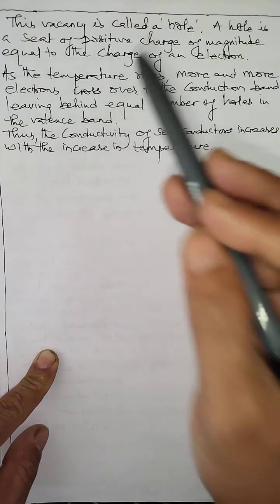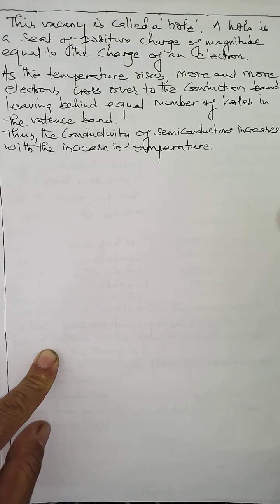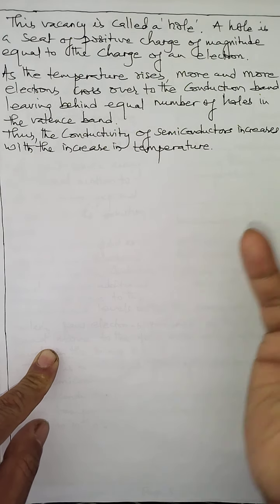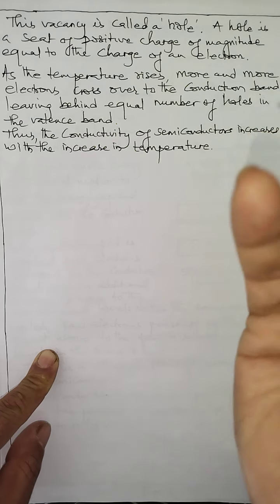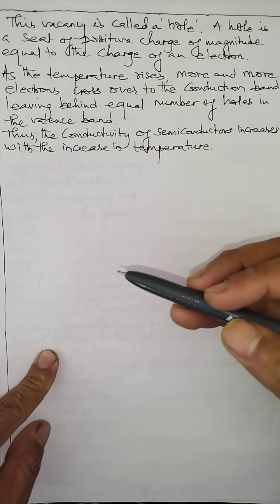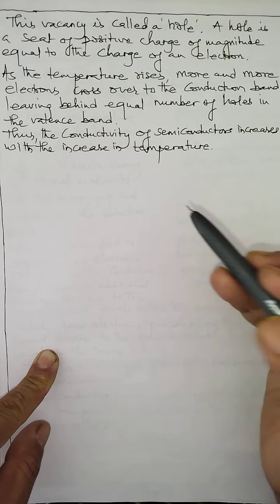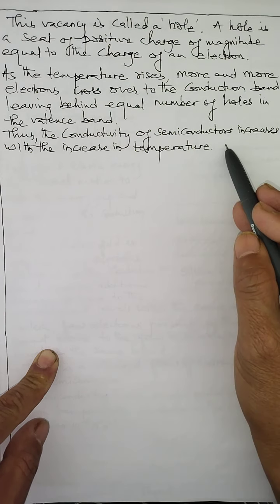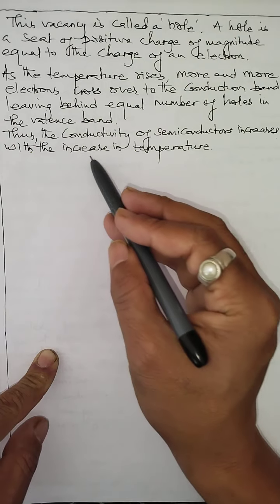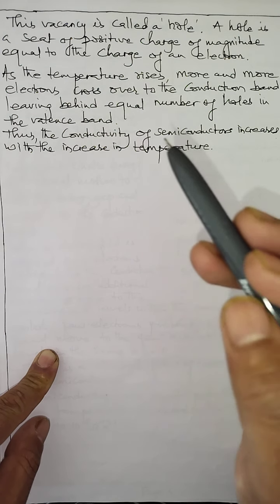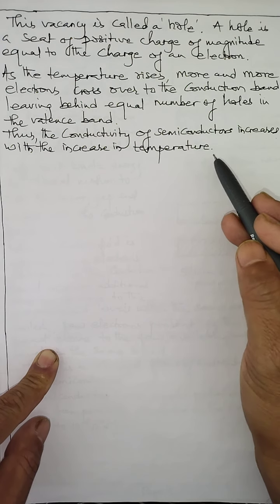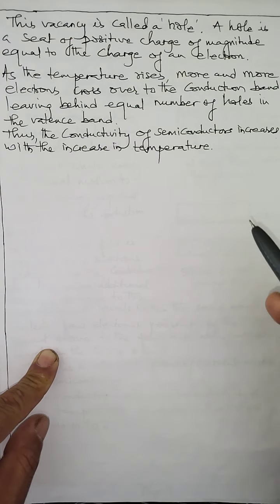That's why more and more electrons cross over to the conduction band, leaving behind an equal number of holes in the valence band. So in order to increase the number of electrons in the conduction band, what do you need to do? You have to increase the temperature. If you increase the temperature, more and more electrons from the valence band can move to which band? Conduction band. And due to this, the conductivity of a semiconductor usually increases with the increase in temperature. So the conductivity of a semiconductor can be increased with the increase in what? Temperature. Okay.